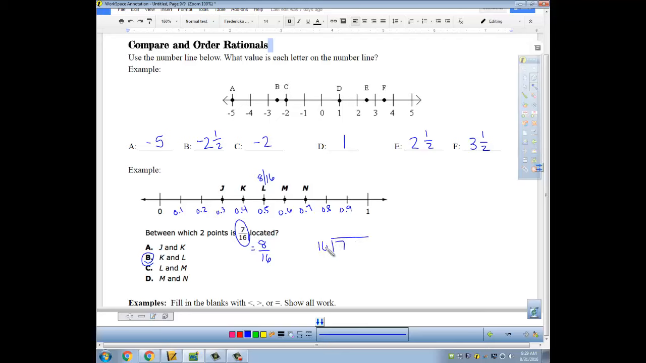7 divided by 16. 16 doesn't go into 7, so we put a 0 in our decimal. 16 goes into 70 4 times, and that's going to give us 64. Subtract to get 6, bring down a 0. 16 goes into 60 3 times. And I could be continuing with this, but I actually don't need to, because I know it's going to be 0.43 something. So I can look, okay, where would 0.43 something be? It's going to be somewhere in between 0.4 and 0.5. So that's also where we got K and L.